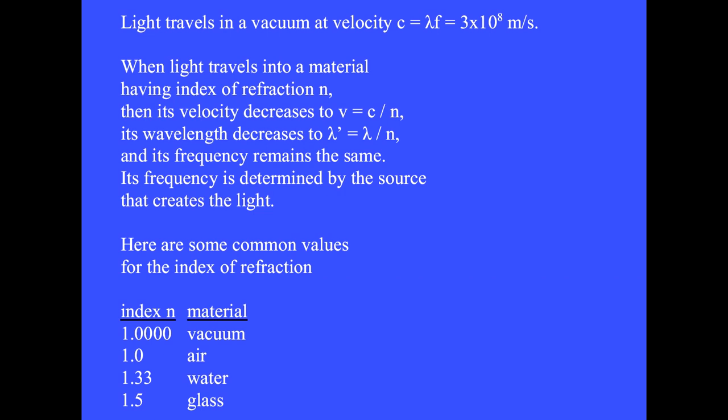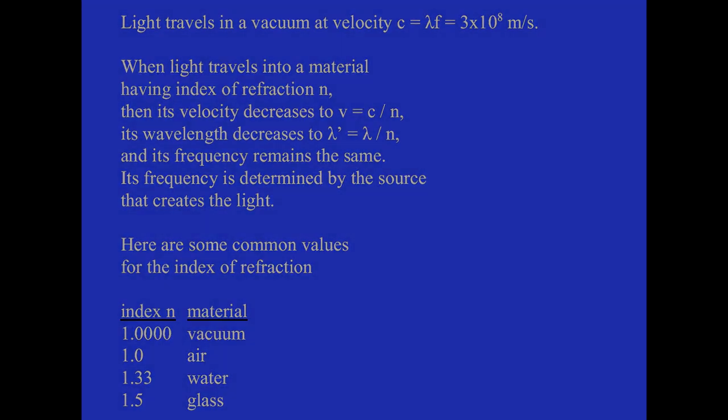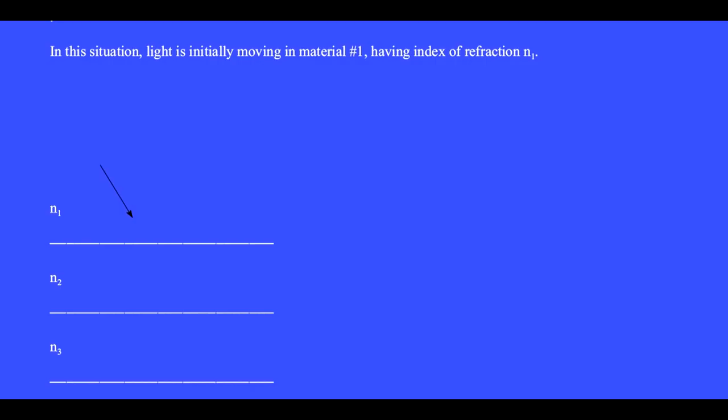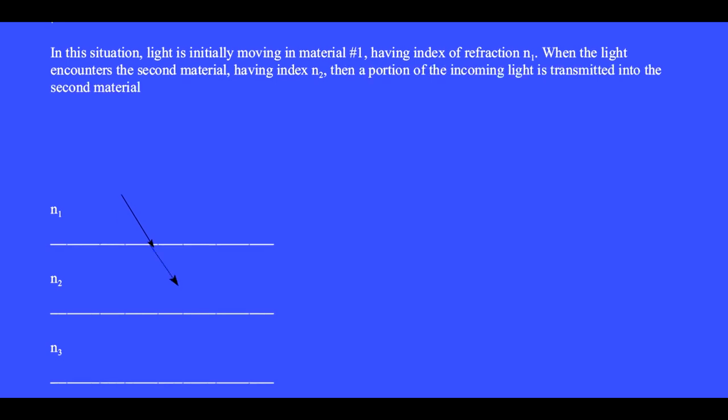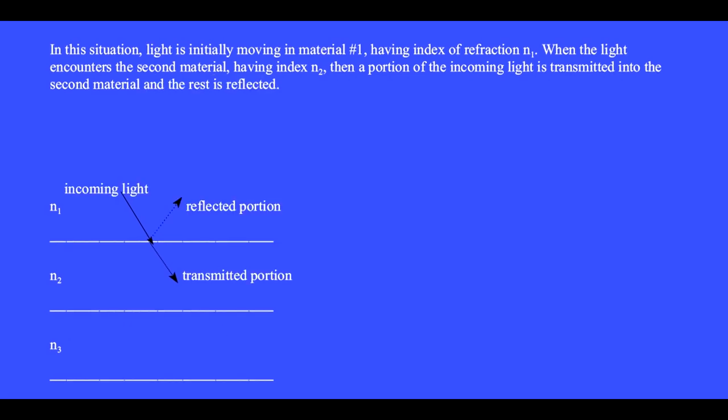Here are some common values for the index of refraction n in a vacuum or air or water or glass. In this situation, light is initially moving in material number 1, having index of refraction n1. When the light encounters the second material, having index n2, then a portion of the incoming light is transmitted into the second material, and the rest is reflected.